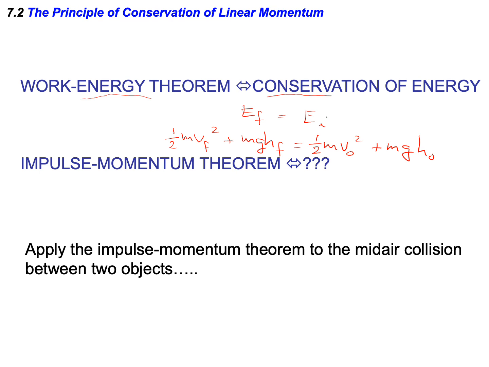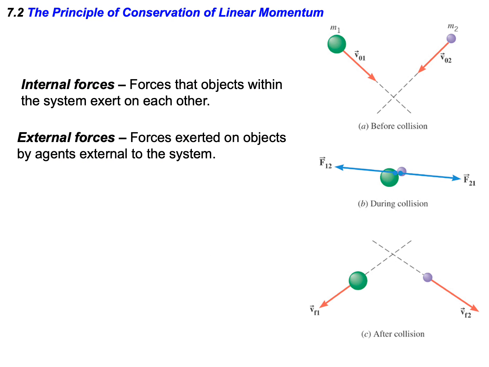So in this chapter, our next question is, can we write a similar equation combining impulse and momentum? In the next few slides, I'm going to show you how to get a relationship between impulse and momentum, which is somewhat similar to this equation we use for conservation of energy. I'm going to show you how to derive conservation of linear momentum.